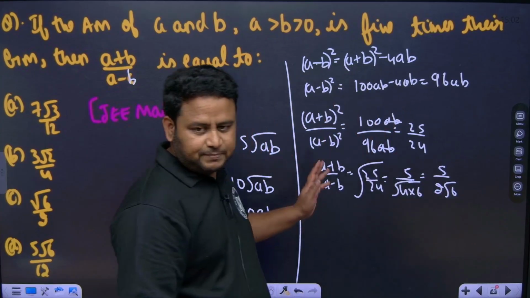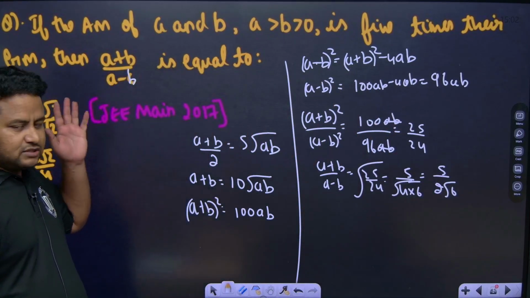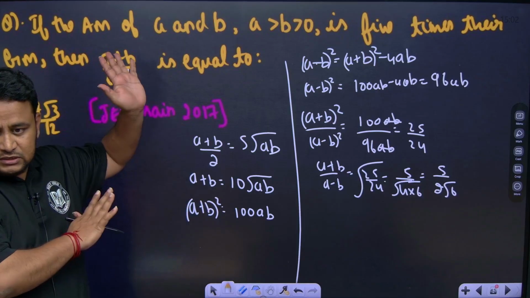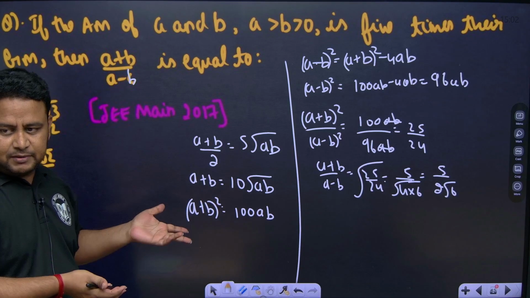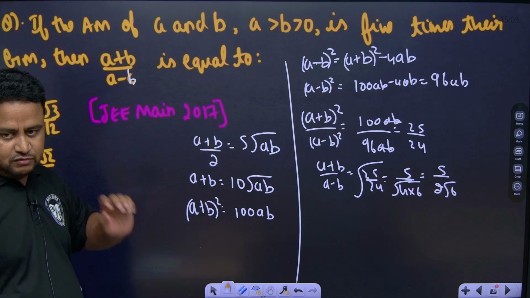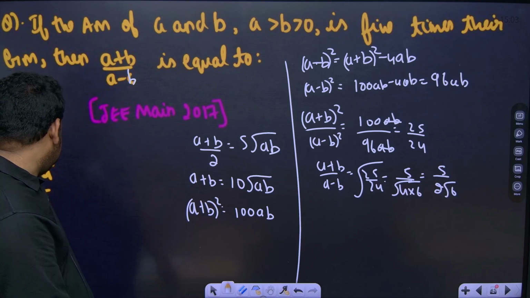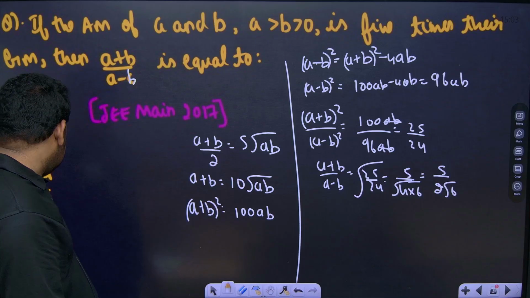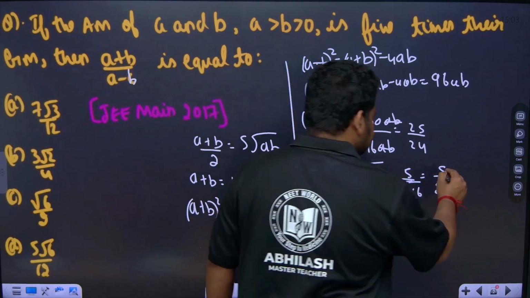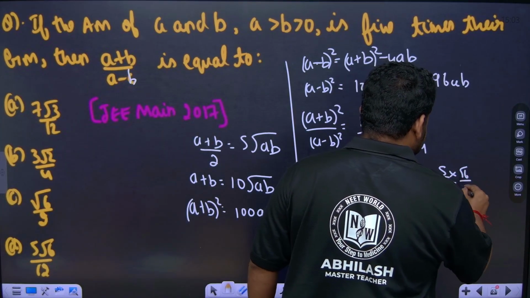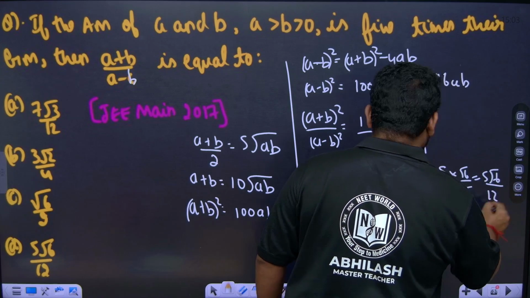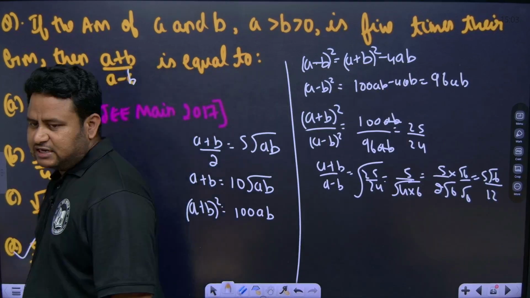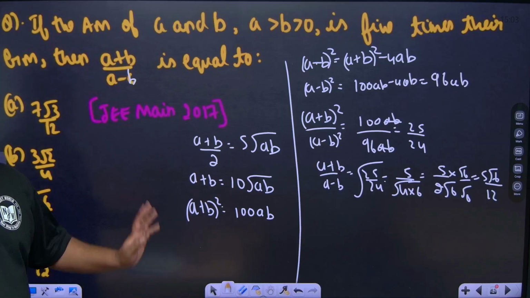Understood? Simple. Instead of doing that many steps, this is simple. But you should know that this is also possible, because wherever you see such questions, you can apply componendo and dividendo, or you can solve this way also. 5 by 2 root 6, what can you do? Rationalize it. This will become 5 root 6 by 12. That's all. That is option D. Is it clear? Please copy this also. This method is very easy.